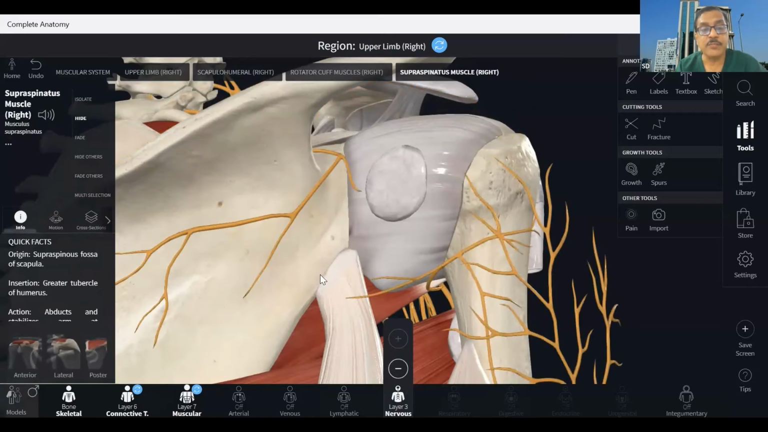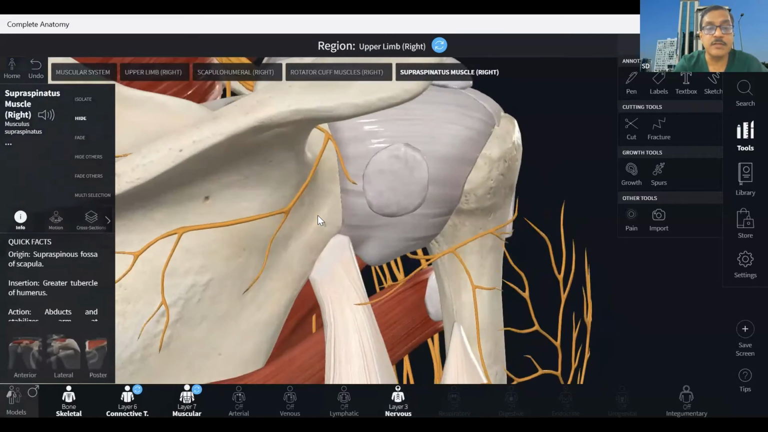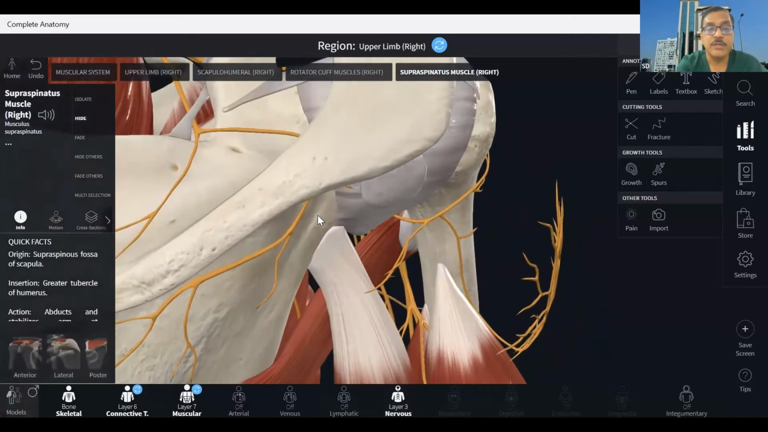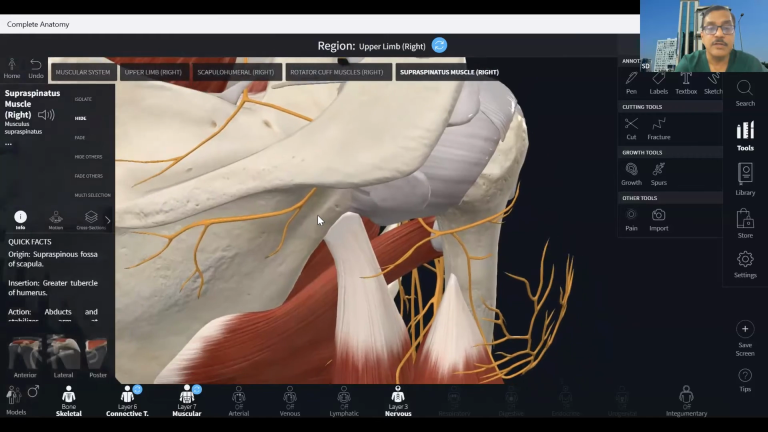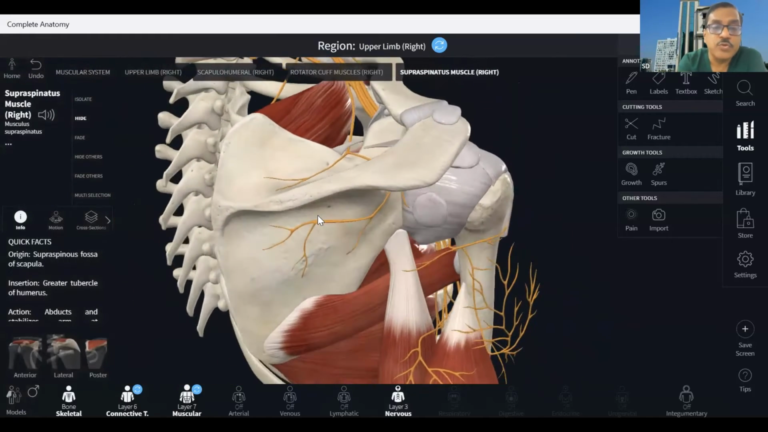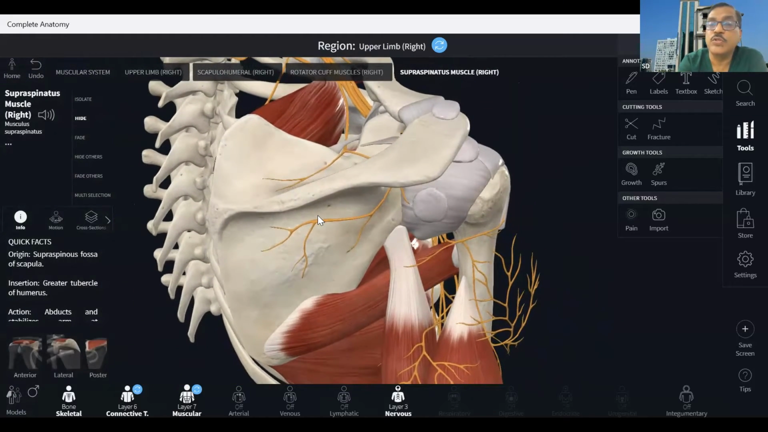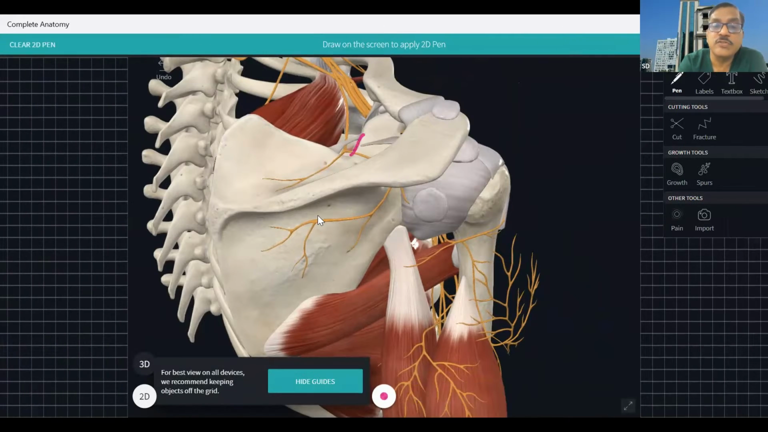I'm adding the knobs. So you see, this is your, let me reduce a little bit. So this is your suprascapular notch. And through the suprascapular notch, the suprascapular nerve was coming. This was the ligament under which it is coming.